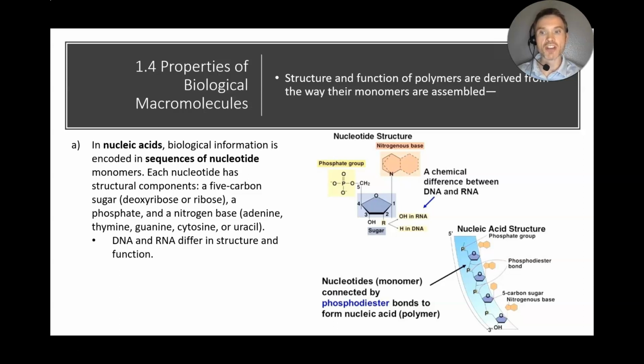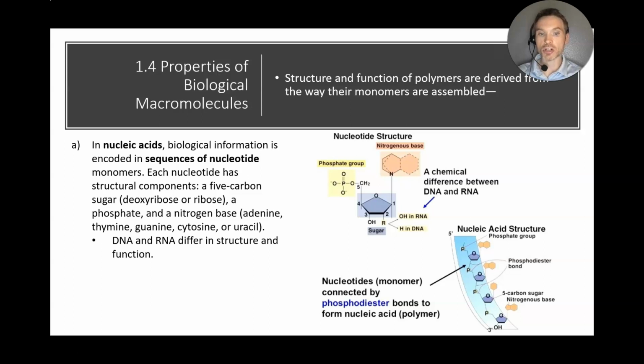These include the 5-carbon sugar, a deoxyribose or a ribose, a phosphate, and a nitrogenous base. These nitrogenous bases include adenine, thymine, guanine, cytosine, and uracil. And we'll examine later the differences between DNA and RNA in both structure and function. You can see on the right-hand side of the slide the structure of a nucleotide. As I had just mentioned, a nucleotide has 3 major components: the phosphate group, the nitrogenous base, and the sugar.